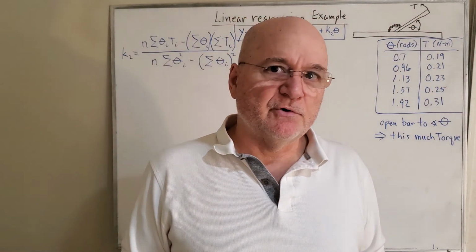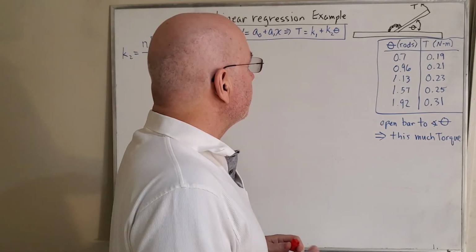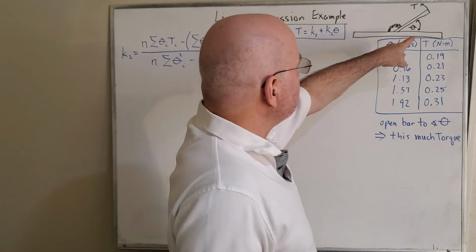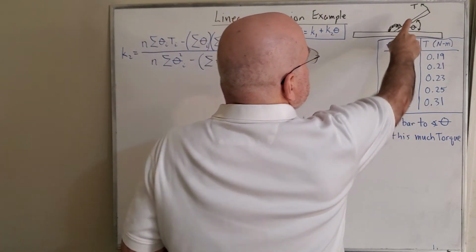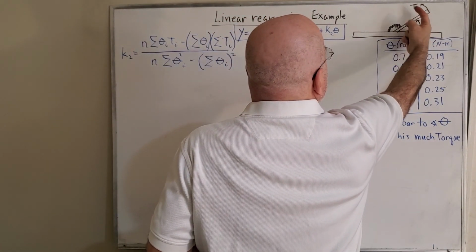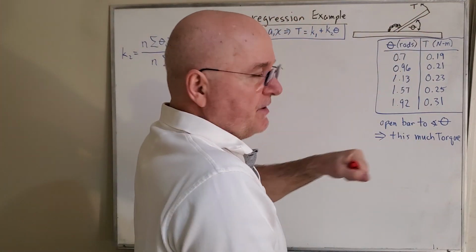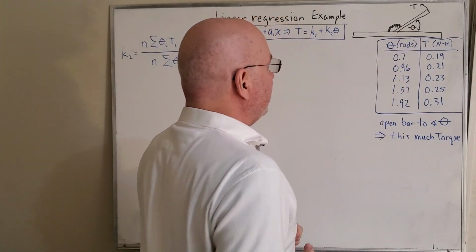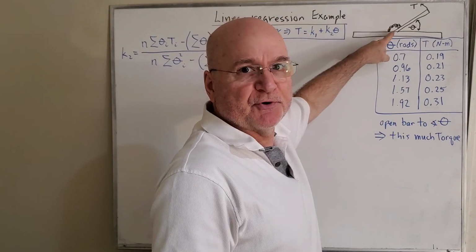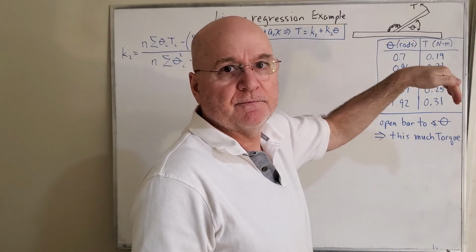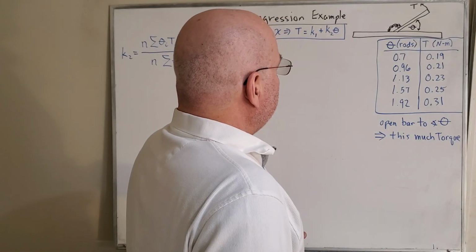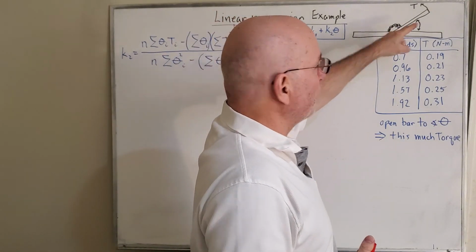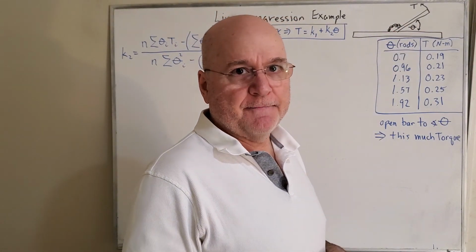In this linear regression example, we're given a mousetrap. This capital T represents torque. It requires torque in order to open up that mousetrap to a particular angle, theta. This is the spring that's pushing it closed. And it's known that there is a linear relationship between the torque and the angle theta.